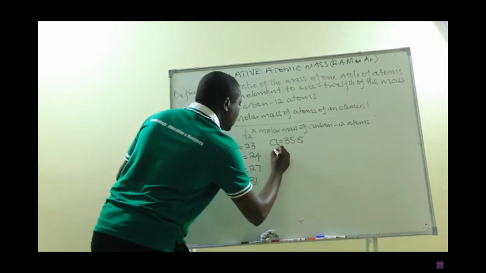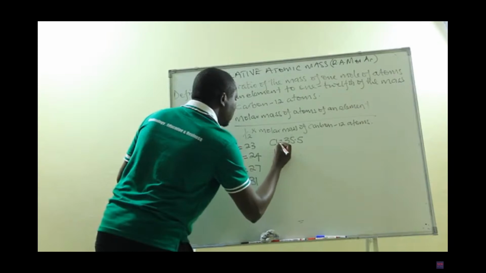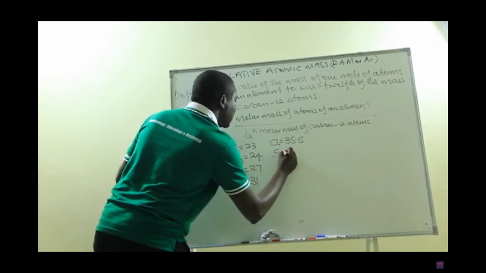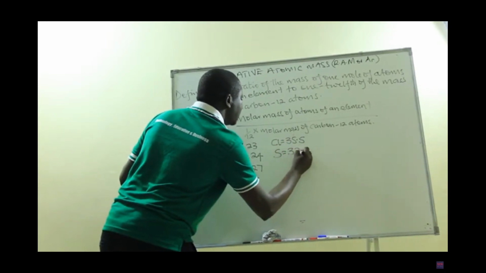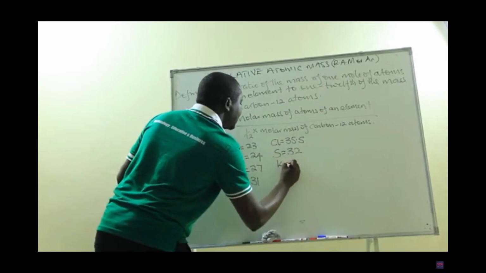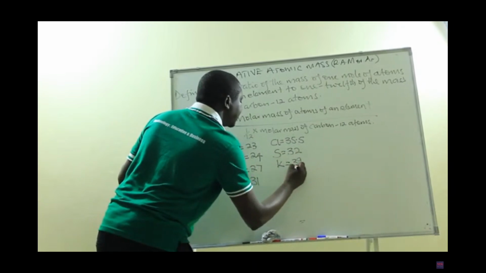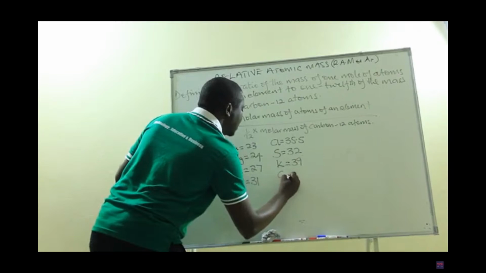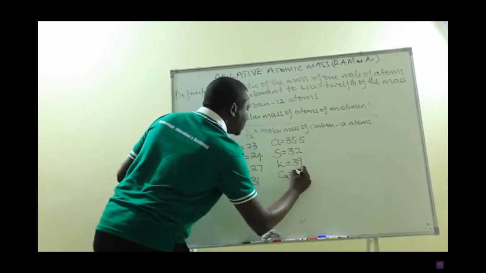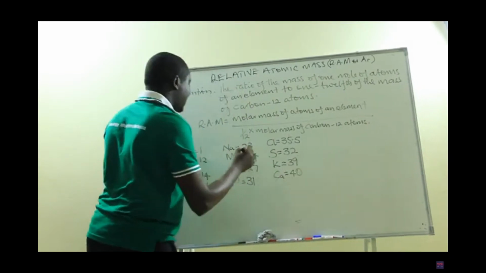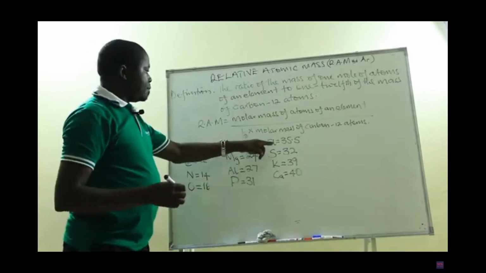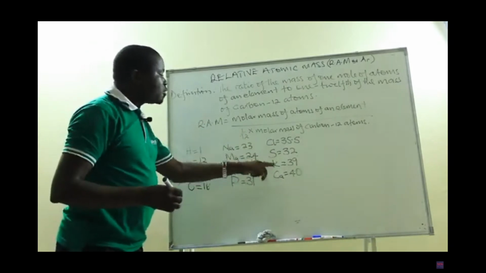We have got potassium. Let me use sulfur first, with a relative atomic mass of 32. Potassium with a relative atomic mass of 39. We have got calcium with a relative atomic mass of 40. If you look at this, these are among the first 20 elements.